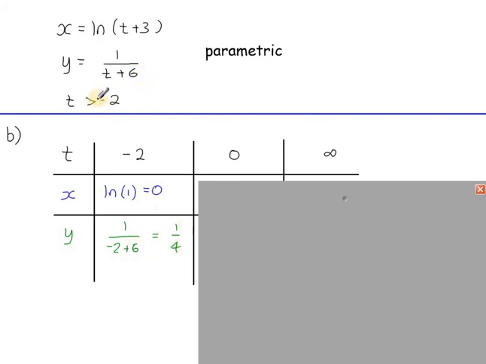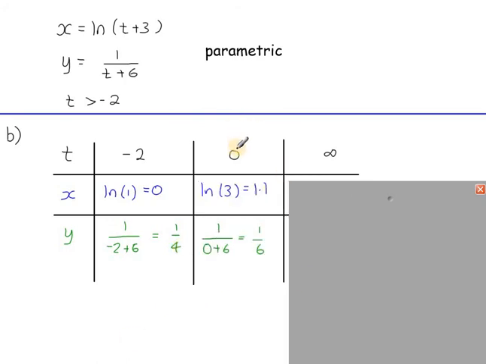But again, remember, -2 is not a value that t can take. T is greater than -2, so we have to be careful with these values when we consider domain and range. They may not be a part of our domain and range. Okay, now using t equals 0, we've got ln 3, approximately 1.1, and for y we've got 1/6.